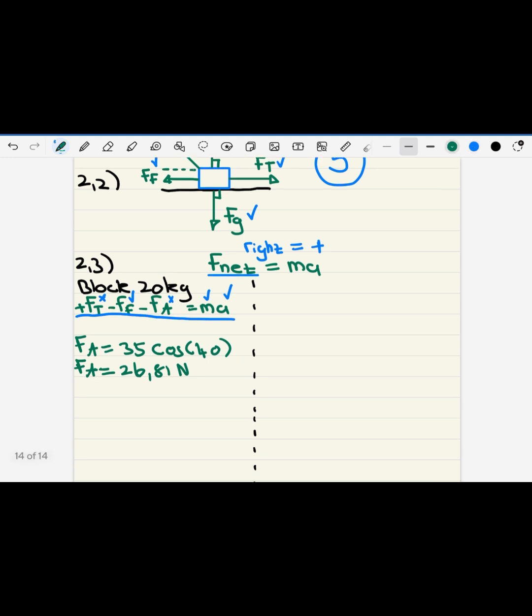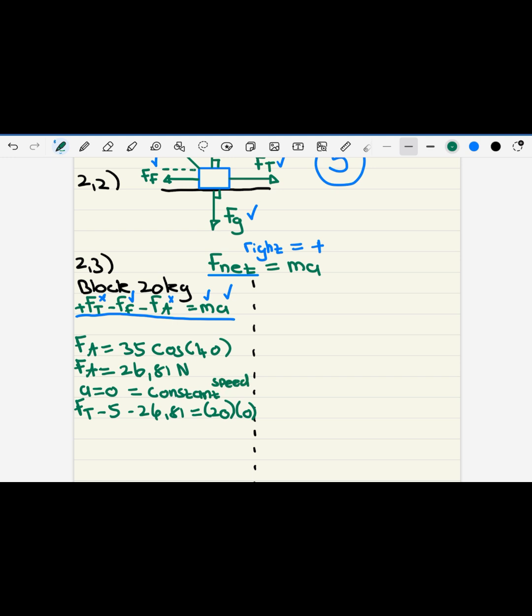We have the force of tension minus the force of friction, which they gave to us in the question paper at 5 newtons, minus 26.81 newtons, okay, is equal to the mass of 20. And do we have acceleration? Yes, we do. They've given it to us as 0. Okay, so we know that A is equal to 0 because it is at a constant speed. Oh, yeah, that's right.